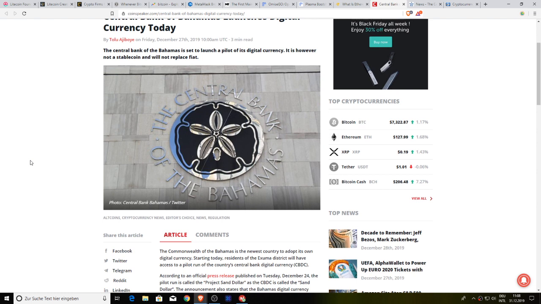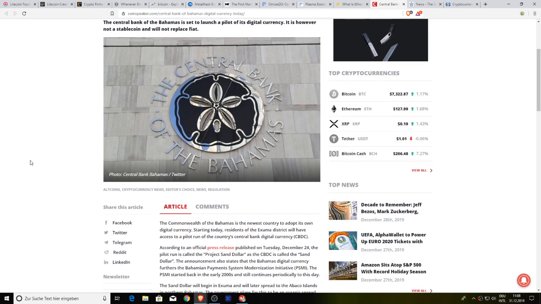Next up, the Commonwealth of the Bahamas is the newest country to adopt its own digital currency. Starting a couple days ago, residents of the Xrp district will have access to a pilot run of the country's central bank digital currency, according to an official, why can't I read? According to an official press release published on Tuesday, the day before, not Thanksgiving, Christmas. The pilot run is called the Project Sand Dollar, as the CBDC is called the Sand Dollar.